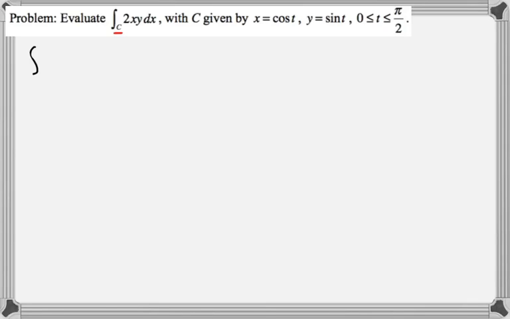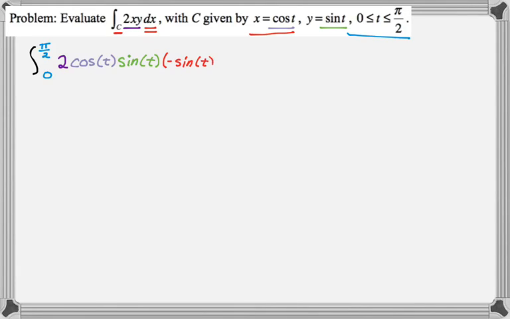So our bounds are 0 to pi over 2, so right there, let's fill those in, and then we want to replace our f, our scalar function, which is 2xy, so the 2 is there. X is given as cosine of t, so let's replace that. Y is given as sine of t, so let's replace that. And then we also need to substitute for dx. Since x is cosine of t, dx will be negative sine of t dt.